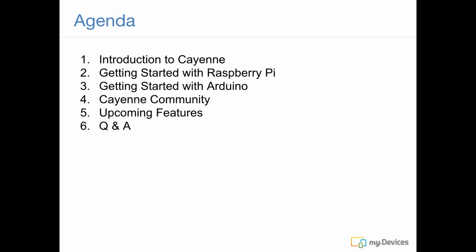So today, what I'd like to get into is first an introduction to Cayenne, a high-level overview of its features. Then we're going to get started using the Raspberry Pi. We'll then get started using the Arduino. We'll take a dive into the Cayenne community, talk about some upcoming features, and hear about any questions that you guys have, and I'd be happy to answer.